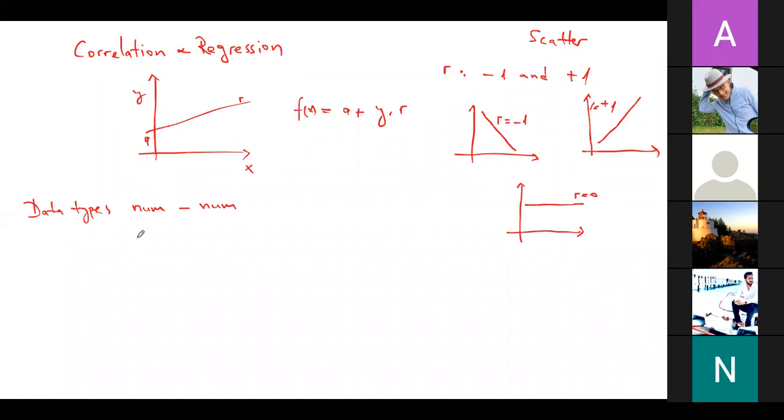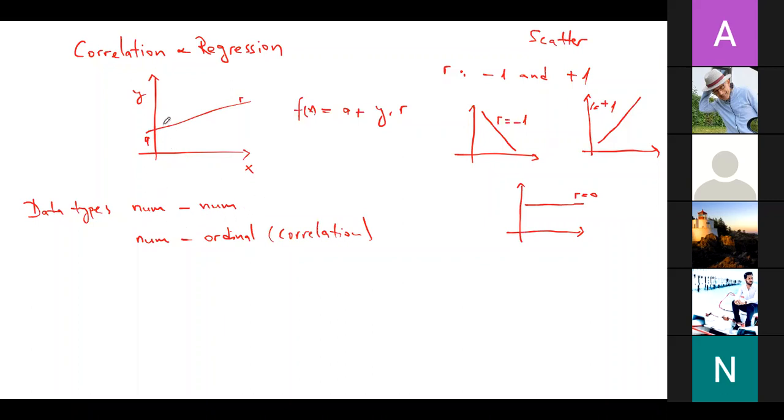Can it also be a numerical data and an ordinal categorical data? Yes, it can. You can also do a correlation analysis with a numerical data and an ordinal. This is, of course, for correlation. Here you can do the correlation analysis. But if you want to do a regression analysis, you need 2 numerical data, numerical and numerical.